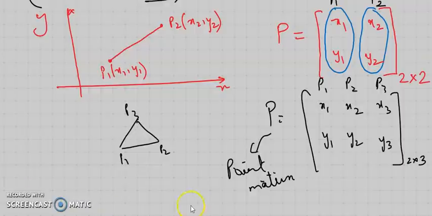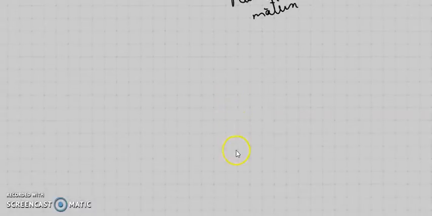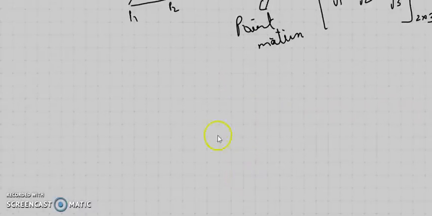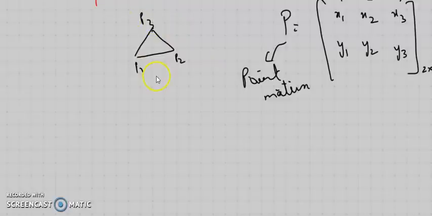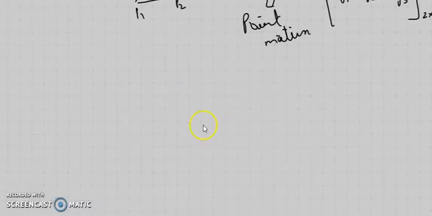Okay, so now we move ahead. For a square I'll have how many columns? For a square I'll have 4 columns. For a pentagon I'll have 5 columns. For a hexagon I'll have 6 columns, right? So as the number of vertices in the object increases, the number of columns in the point matrix will increase. The number of rows will remain the same because it's a 2D coordinate system and every coordinate comprises x and y only. Okay, so this is the basic thing for 2D transformations.